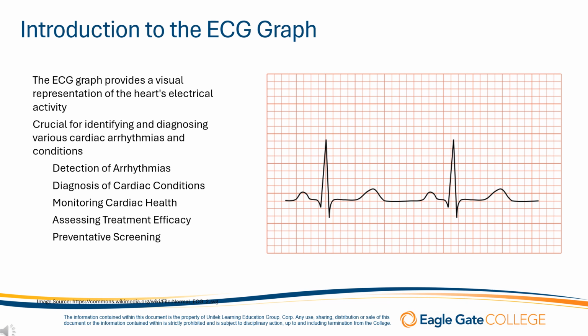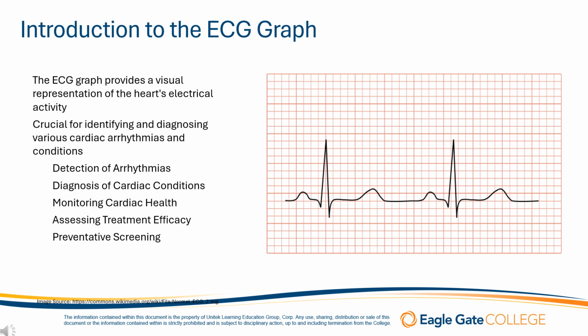These impulses are recorded via electrodes that are placed on the patient's skin and are then translated into waveforms on graph paper or a digital display. Each waveform corresponds to a specific electrical event in the cardiac cycle, such as atrial and ventricular depolarization and repolarization. The importance of the ECG graph cannot be overstated. This is a critical diagnostic tool for identifying and diagnosing a wide range of cardiac arrhythmias and conditions.